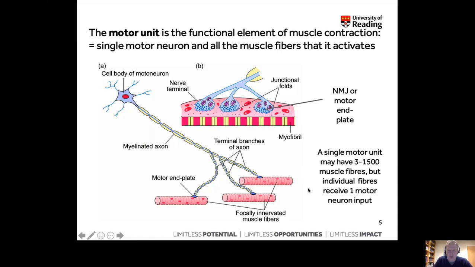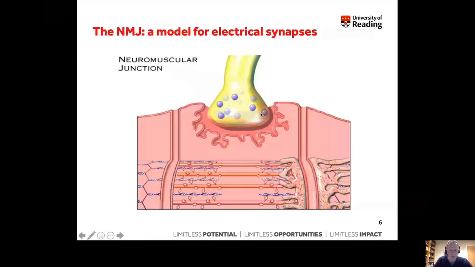So when we draw a diagram of a neuromuscular junction, we should be showing an individual fiber receiving one motor neuron input. And that's what's shown here. So if we think this is a single fiber, it is going into this single input here.